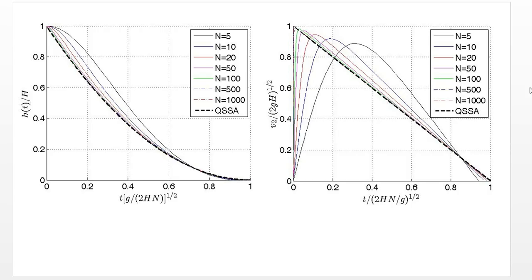Once again, we can see there's a greater discrepancy for small n, which is a very, very big hole, and as n gets larger, meaning the hole gets smaller compared to the radius of the tank, the agreement with this quasi-steady approximation becomes very good.